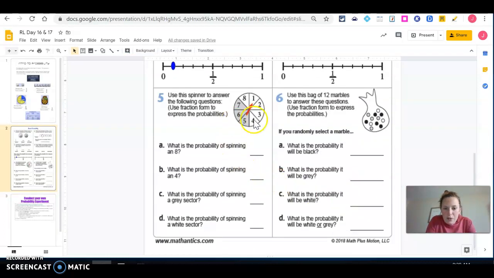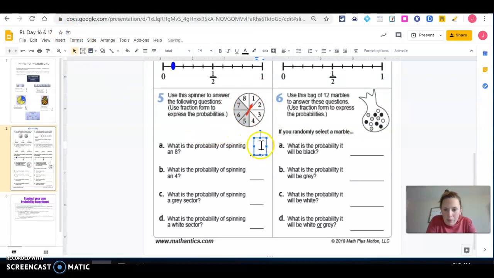Use this spinner to answer the questions. What is the probability of spinning an 8? Okay, there's 1 8 and there are 8 sections. So that would be 1 out of 8. Underline. Okay. What is the probability of spinning a 4? Now I'm going to cheat. This is not the same fraction, but instead of having to recreate it each time, I'm going to hit Control C, and then I'm going to hit Control V, and it pasted it in, and then I can just change my numbers. What is the probability of spinning a 4? Well, a 4 is also 1 out of 8.